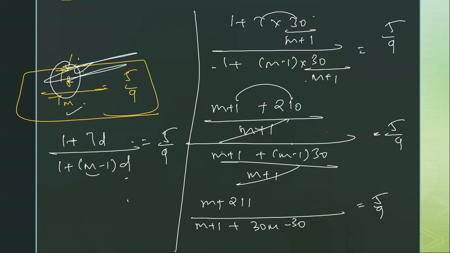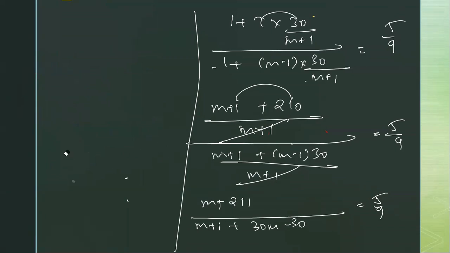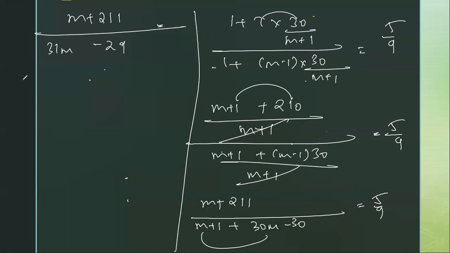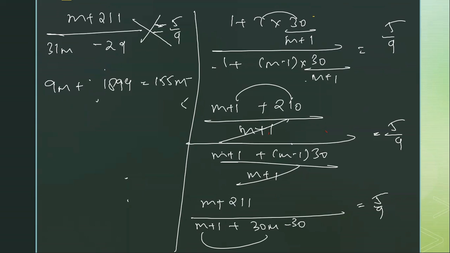Please see that I have just opened the bracket in the denominator, okay? Now let's add the like terms in the denominator. So m plus 211 over m plus 30m is 31m, and minus 30 plus 1 is minus 29, equals 5 over 9. Let's cross multiply. So 9m plus 1899 equals 155m minus 29 times 5, which is 145. So let's bring the terms together. It will be 9m minus 155m, which is minus 146m, equals minus 145 minus 1899. So 146m equals, let's add them.